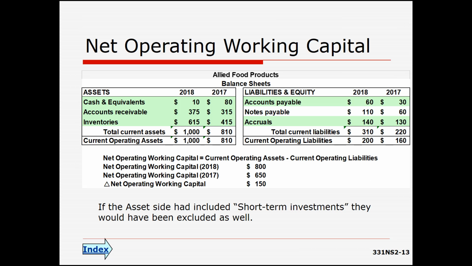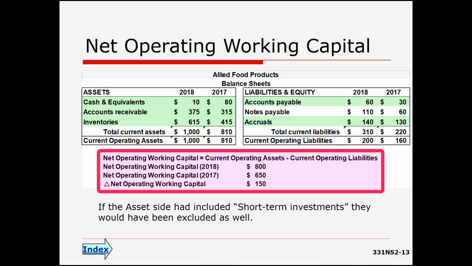Before we go any further, we need to differentiate between two types of net working capital. The traditional definition of net working capital is current assets minus current liabilities. A more refined definition is net operating working capital, or NOWC. Net operating working capital is only concerned with operating assets and liabilities. Short-term investments, which Allied doesn't have any, are not an operating asset. They're an investing asset. Notes payable are not an operating liability. They're a financing liability. So for Allied, net operating working capital is current assets minus the quantity current liabilities minus notes payable.